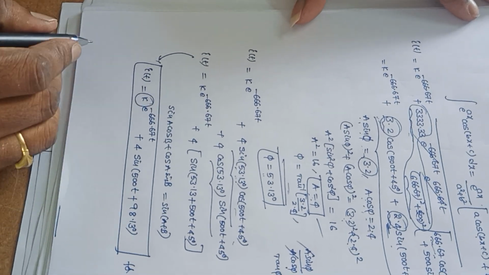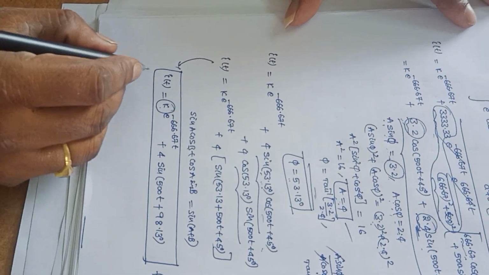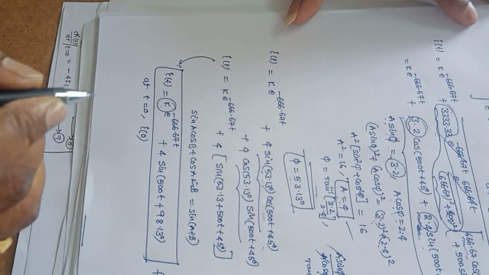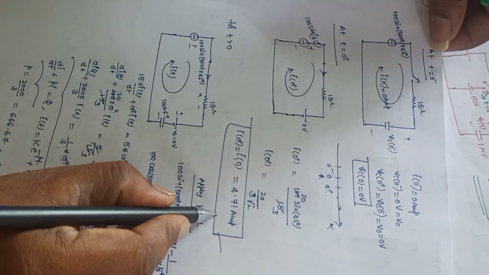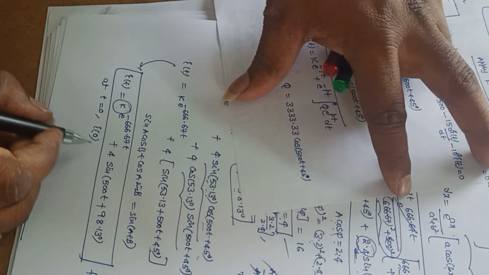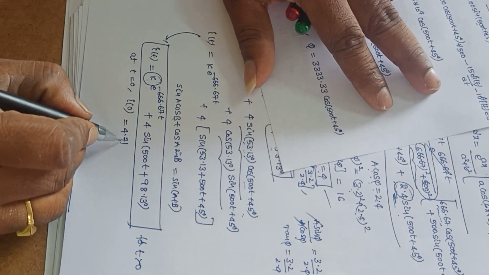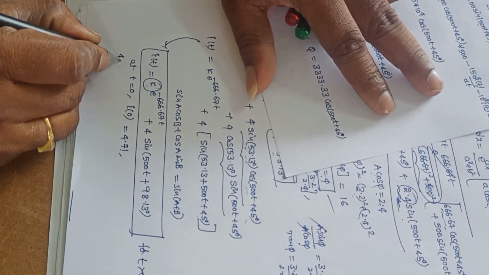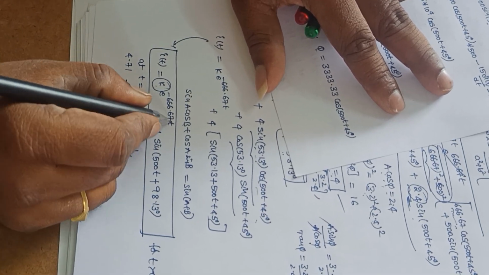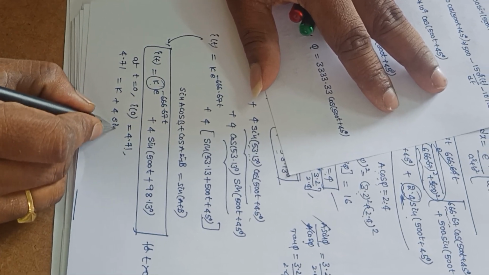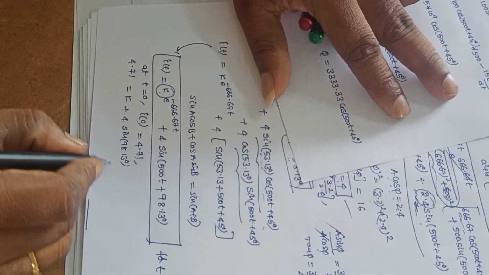But here I am not calculating the value of k. To calculate the value of k, I am using the initial conditions, that is, at t equal to 0, what is the value of i of 0? We calculated this value at t equal to 0. The value of i of 0 here is 4.71 amperes. So let us substitute that i of 0 is 4.71 amperes. After substituting this value, I got 4.71 is equal to k into e power 0, which is 1, plus 4 into sine of 500 times 0, so it is sine of 98.13 degrees.